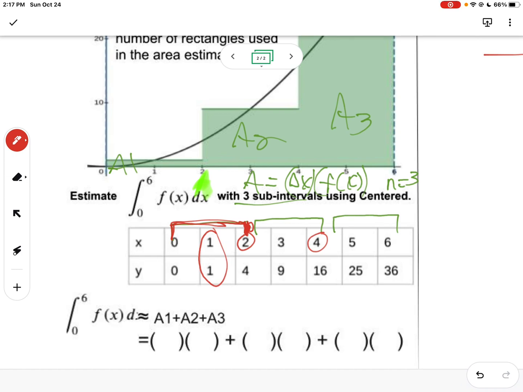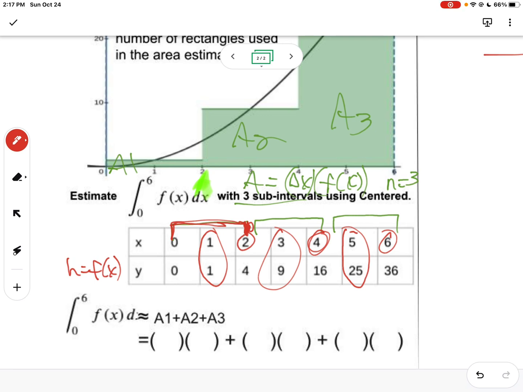The second rectangle goes from x equals 2 to x equals 4. So I'm going to get the y value in the middle. That's going to be x equals 3, where y equals 9. That's going to be the height, right? The y value here, this is your f at x, which is the height of your rectangle. And then the third one goes from x equals 4 to x equals 6. Well, the middle is at x equals 5 with a y value of 25, okay?